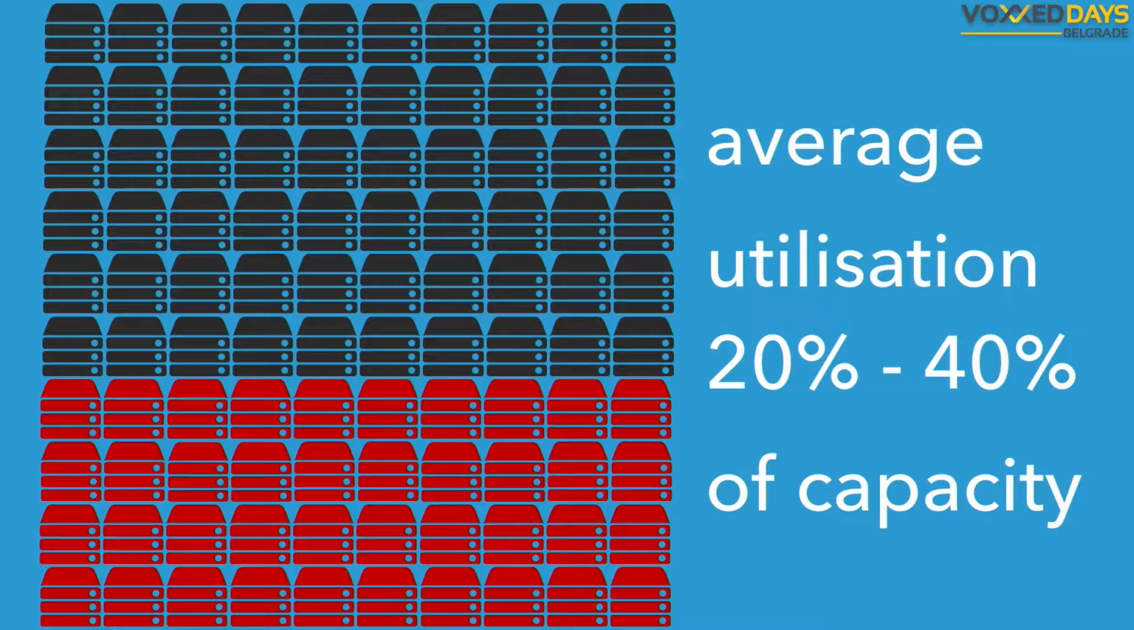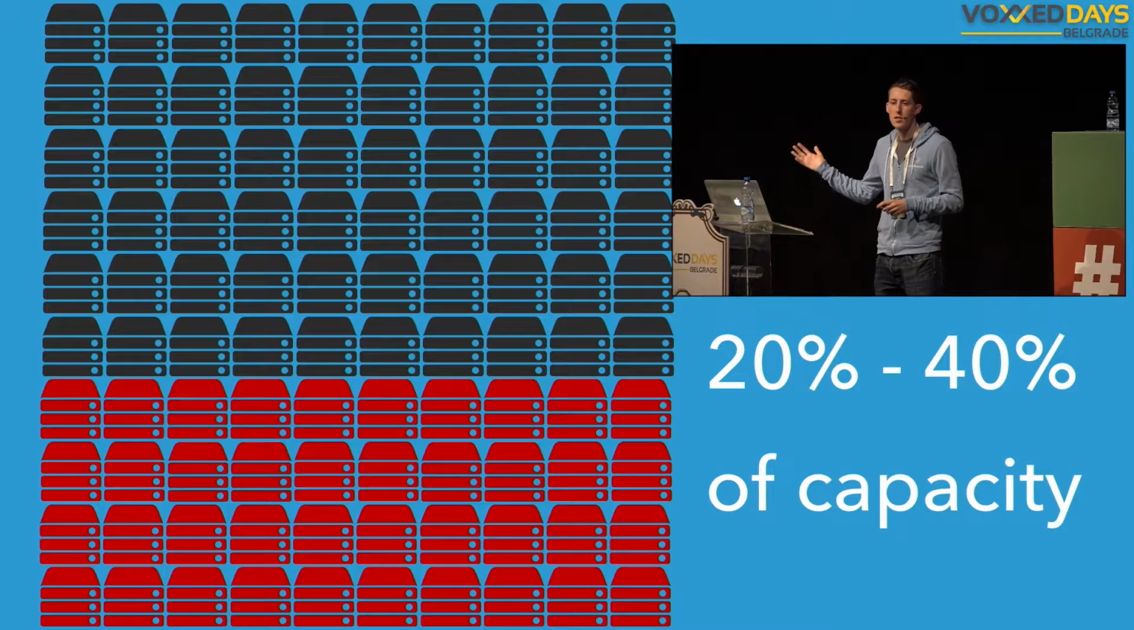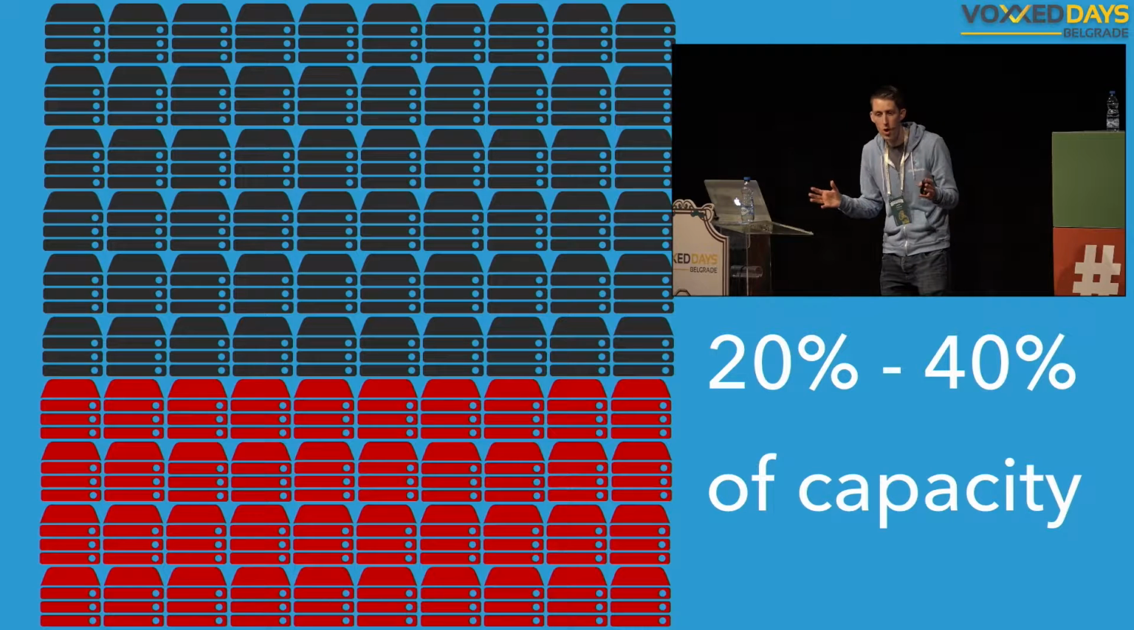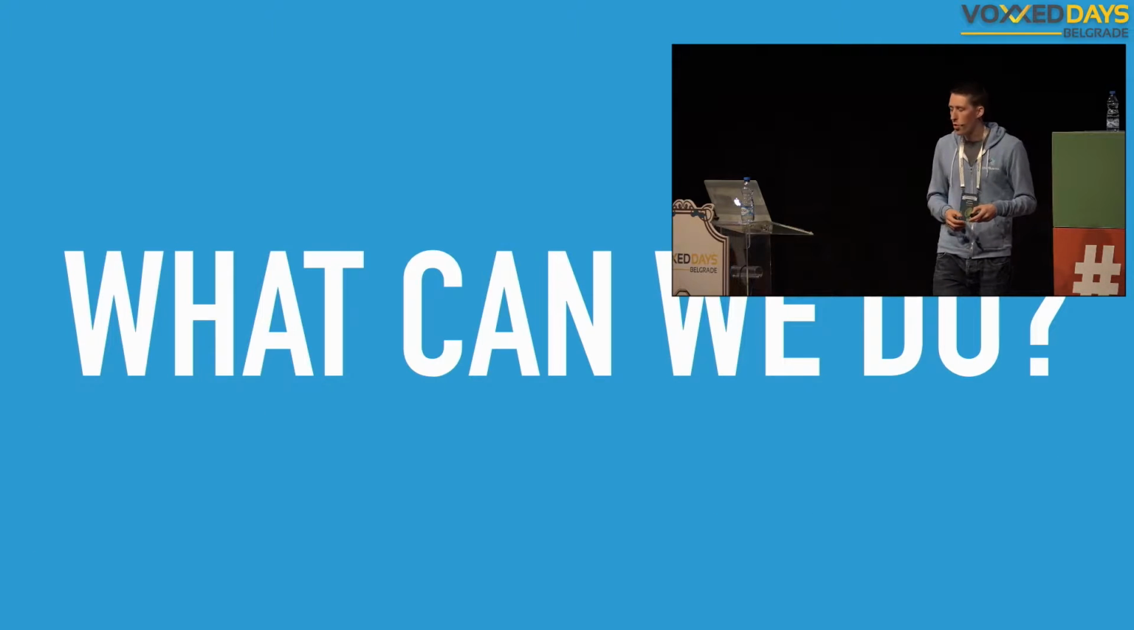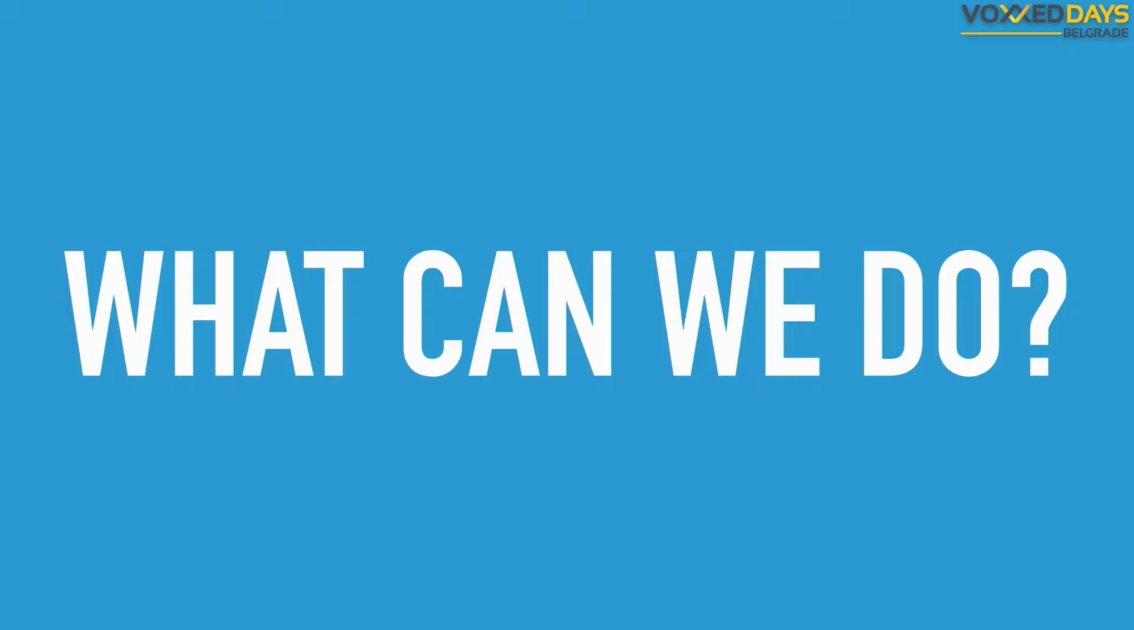And if this is supposed to be a utility model of computing, this is like having that water tap in your house, and you have it running 24 hours a day, regardless of whether you're using it, just in case you need to go and get a glass of water in the middle of the night. So, what can we do? I think the first step to recovery is admitting we have a problem.